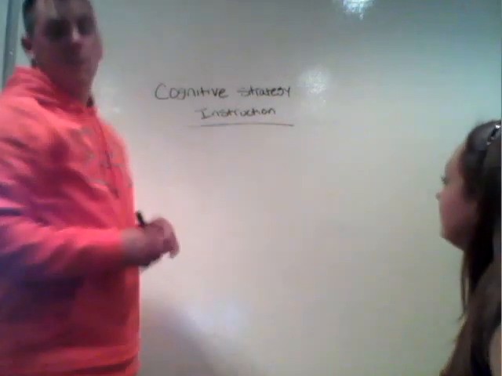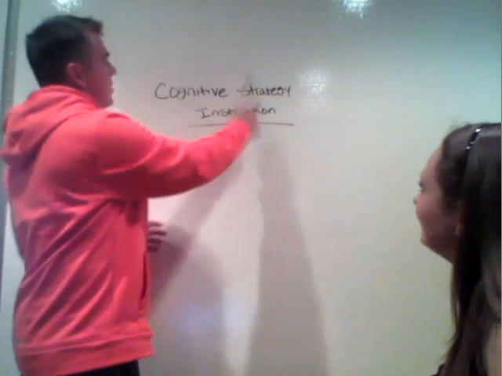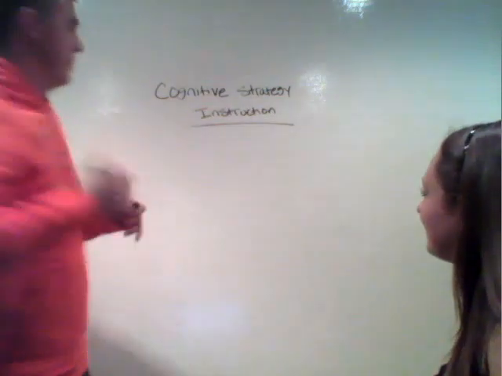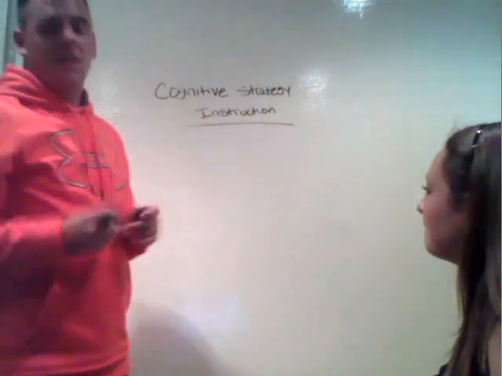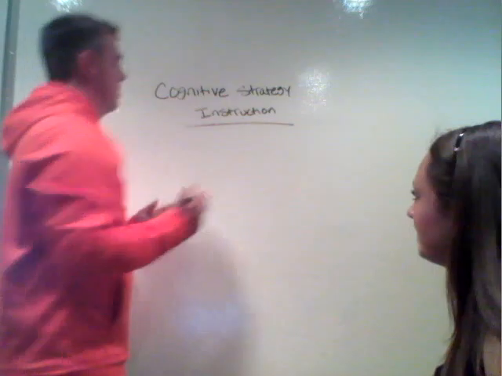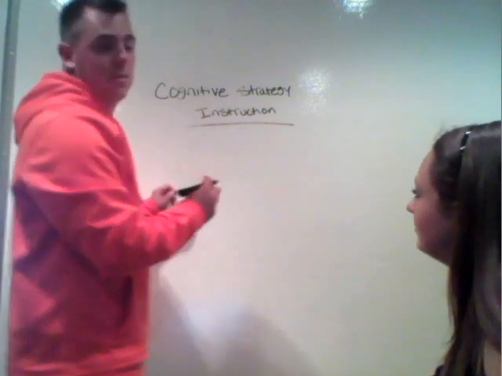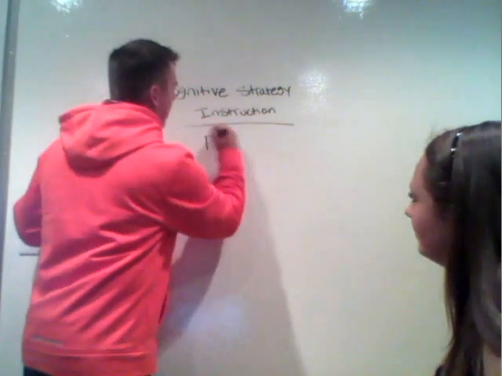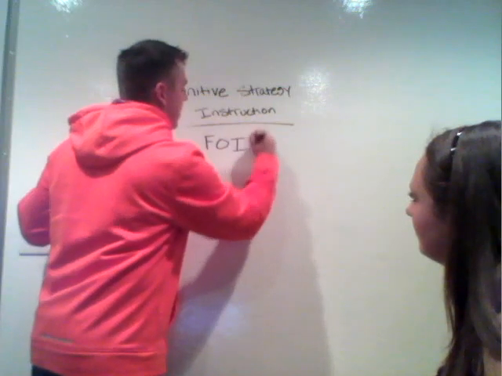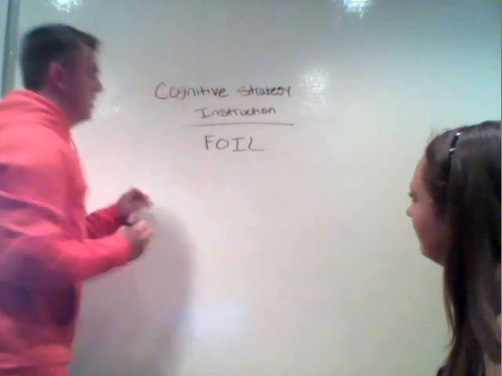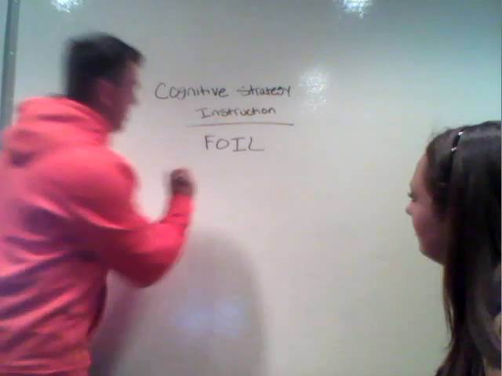Okay, so today we're going to be working on our cognitive strategy instruction. And the way we do that is we're going to make kind of like an acronym for the students to remember. So today we're going to be working with something called the FOIL method. F-O-I-L. And you use that on our example problems. You use that for these kind of problems.